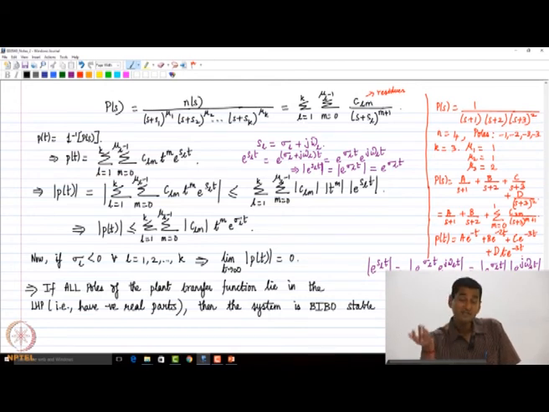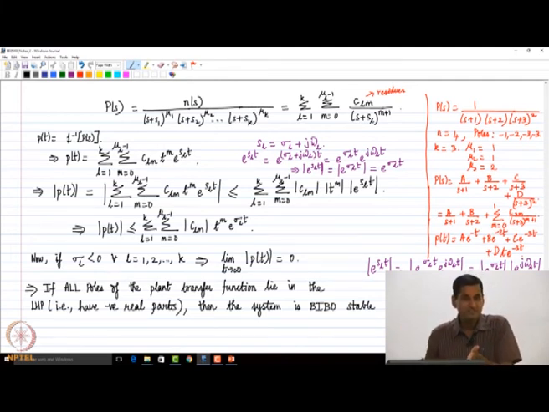Why is necessary condition important? Only then we can talk about a corollary, right? Because if I say for BIBO stability all poles being in the left half of complex plane is necessary, then I can say that even if one pole lies in the right half plane, the system is unstable. With this statement I cannot show that, right?